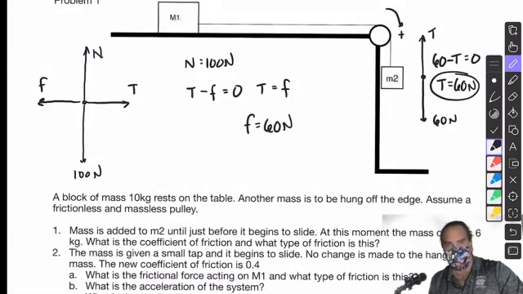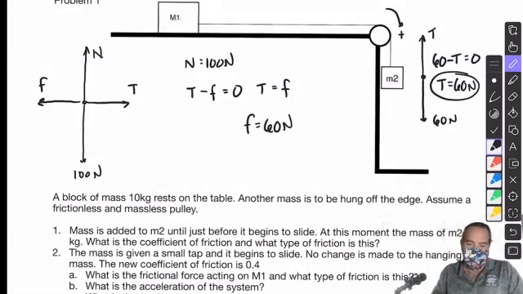Well, this is static friction because the system's not moving. Although I've not talked a lot about that in this class, it's not hard to figure out whether we're talking static friction or kinetic friction. If it's moving, it's kinetic friction. If it's not moving, it's static friction.